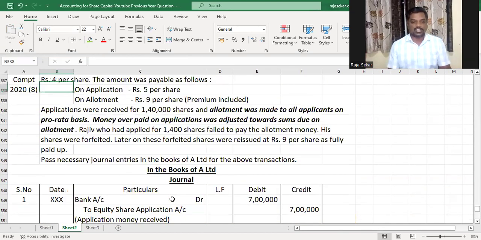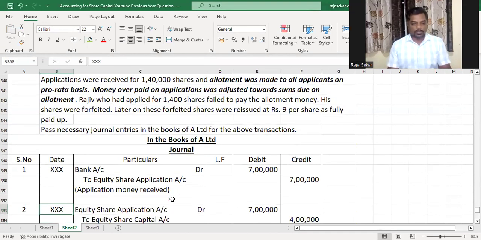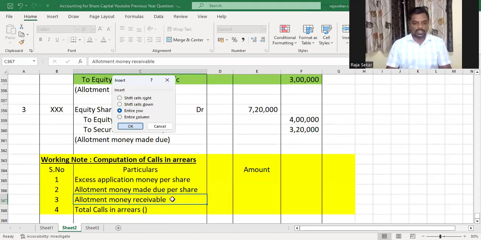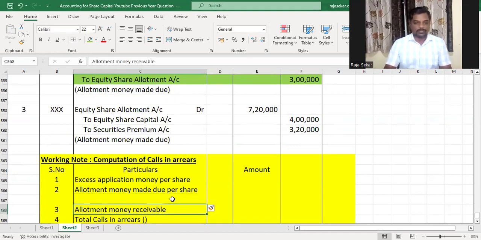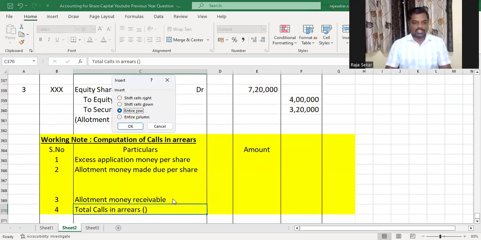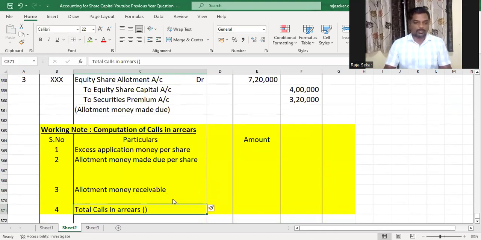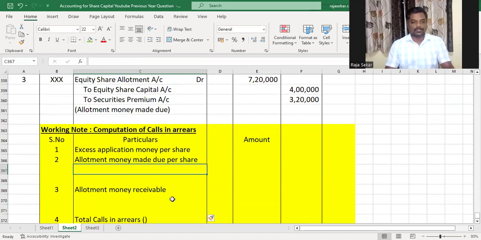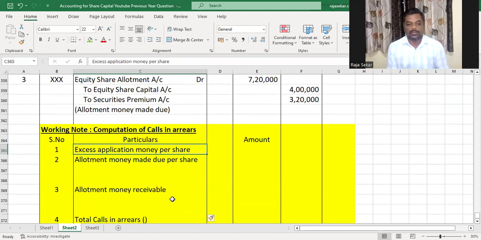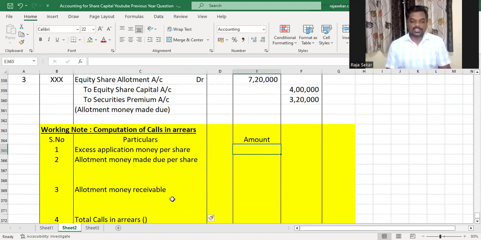This basic structure is changed, but whenever there is premium involved, what I want you to do is divide the allotment money due into share capital portion and securities premium portion. Understood or not? And the allotment money receivable also into share capital portion and securities premium portion. I'll tell you why we're doing it, and you'll understand it when we are doing it. Understood? Let's first compute the excess application money available per share.